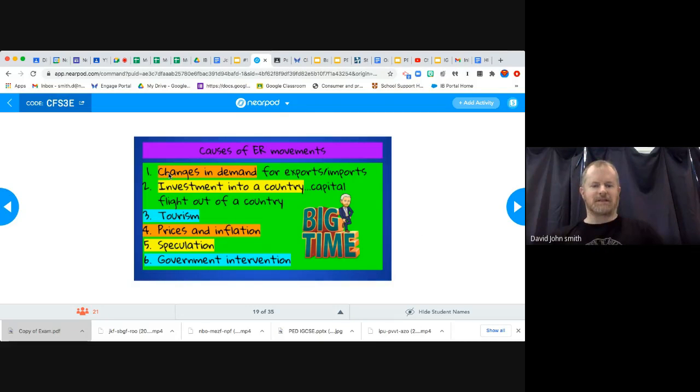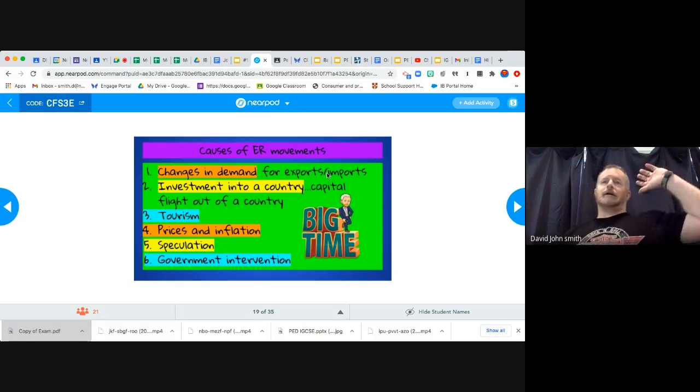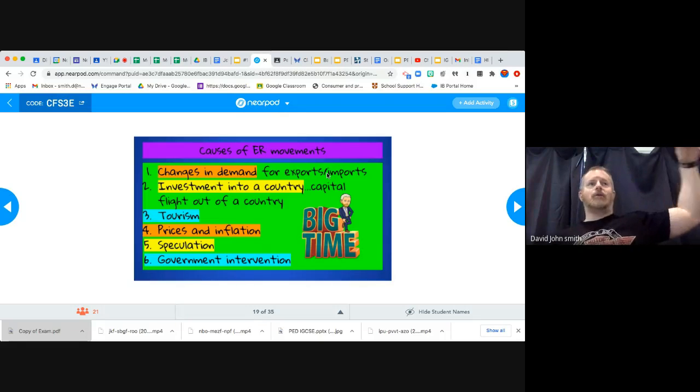The very first one says changes in demand for exports and imports, because your exchange rate is priced in different currencies. Okay, so if you are buying something from America, then you're going to need to pay for that good in American dollars. If you're buying something from Singapore, then you're paying potentially in Singaporean dollars. So if all of a sudden there's an increase in demand for those goods, then there's going to be an impact on the exchange rate because you're going to demand more of that currency in order to buy those products.